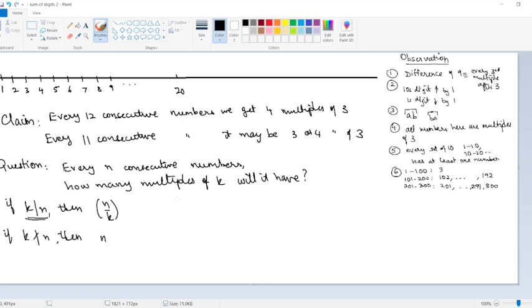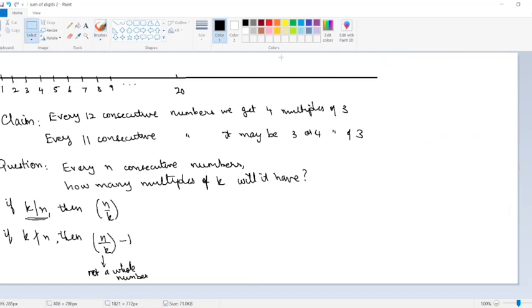Will this work, Ashwin? N upon k minus 1? Just one less than the earlier case? You are saying like this? Yes. Okay. But again, if k does not divide n, this will not be an integer. This is not a whole number. So we take only the whole number part. We do not take the fraction part.